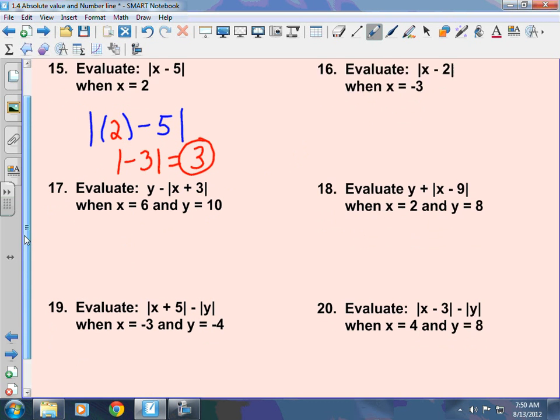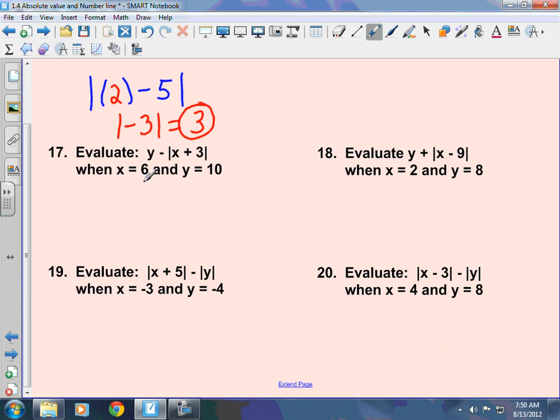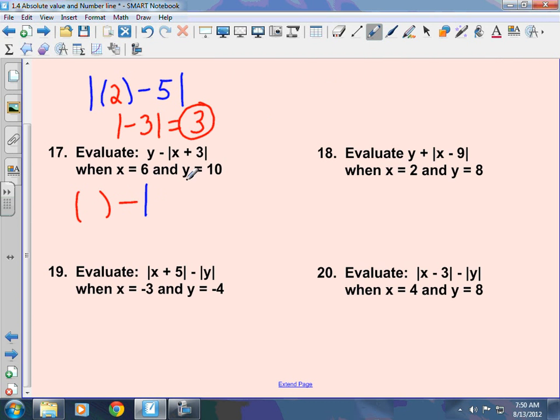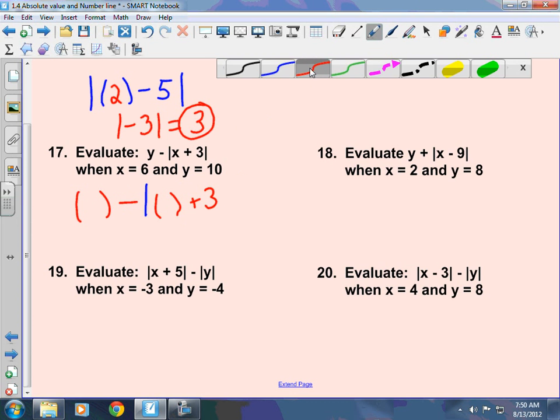Okay, let's look at number 17. Empty parentheses minus absolute value, empty parentheses plus 3 absolute value. Let me rewrite that again. I'll put my absolute value in different colors so that you can see it. Empty parentheses minus, there's my absolute value bar, empty parentheses plus 3, and there's my absolute value bar.